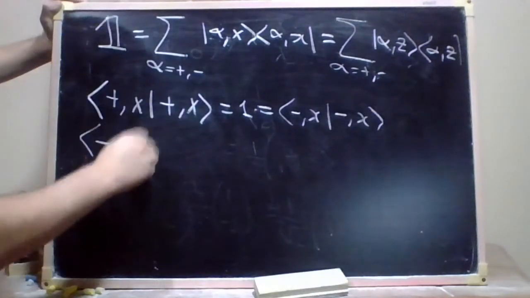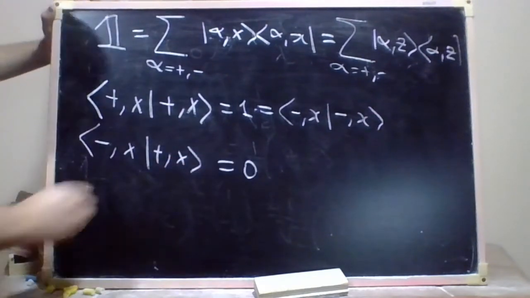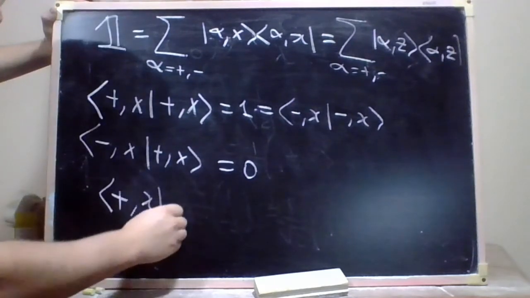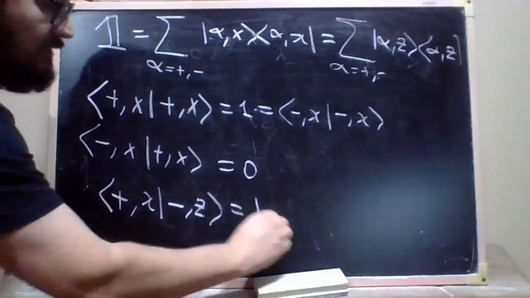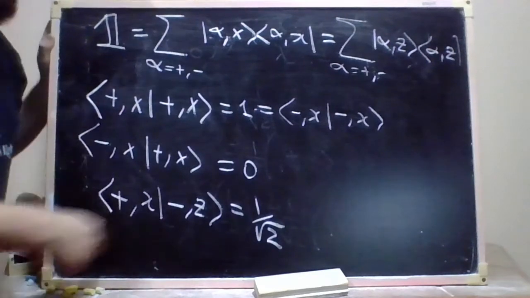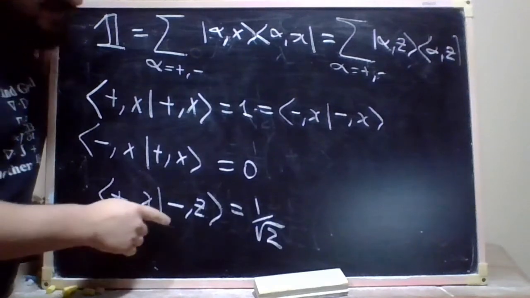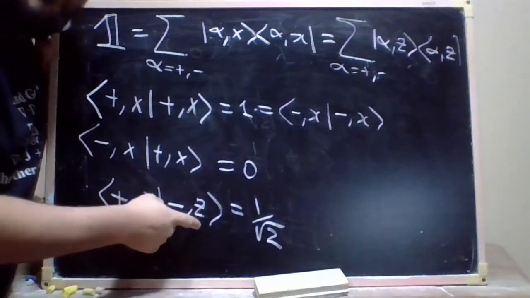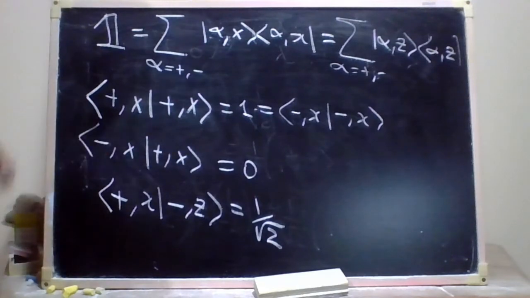And minus projected to the plus in the x direction gives you 0. But if you project, for instance, plus in the x direction into minus in the z direction, you'll find 1 over the square root of 2. Taking the modulus squared, 1/2, which means the probability of measuring the up state in the x direction given the down state in the z direction is 50% in the percentage value. All right, so you can calculate the percentages.